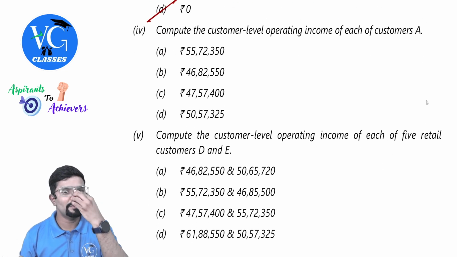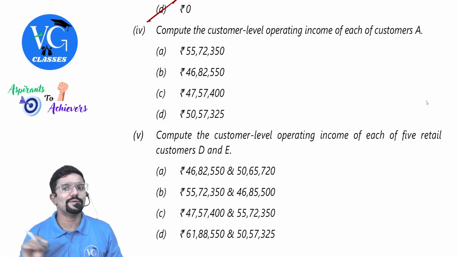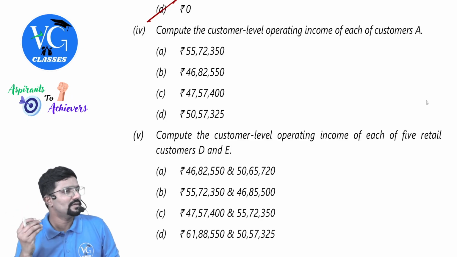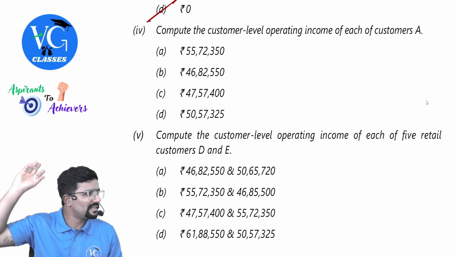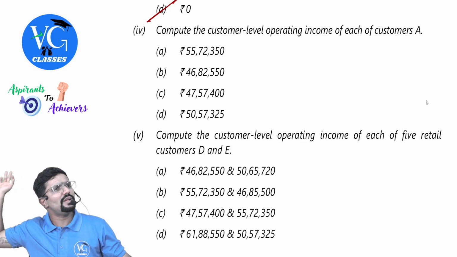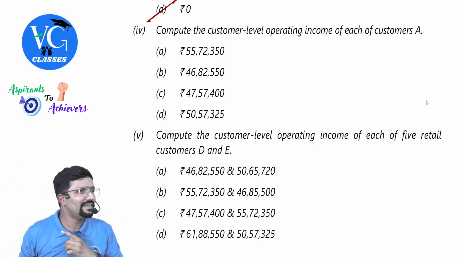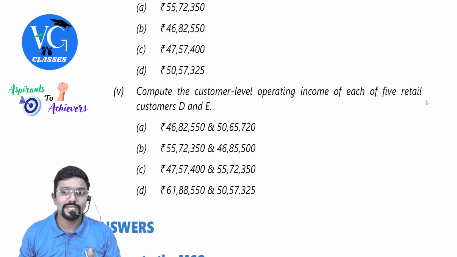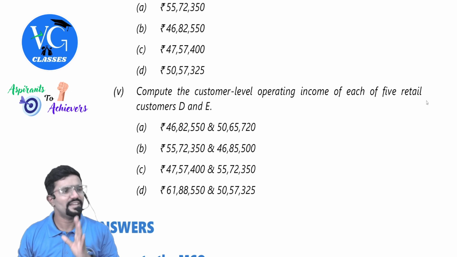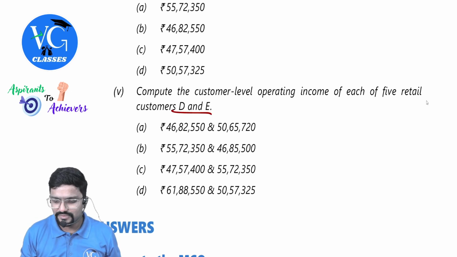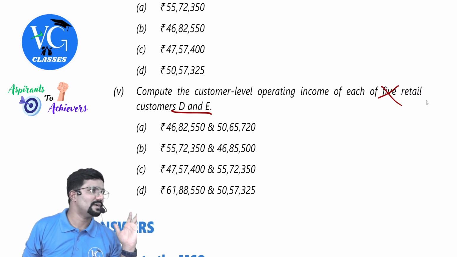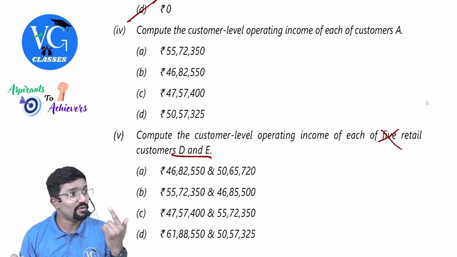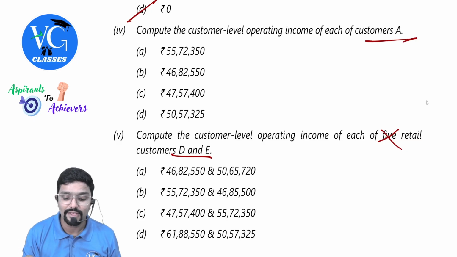Compute the customer level operating income of each of the customers. Should I do it for all the customers? No, only for A you do. They have done it for everything, but you do only for A. Compute the customer level operating income of each of the 5 retail customers, D and E. What they have asked is only D and E. Sentence formation is wrong, but still D and E is what they have asked. That's why I told you, if you read the question, you know what you have to do.